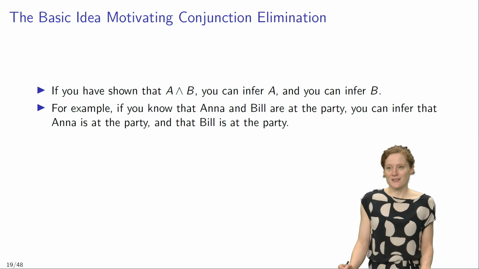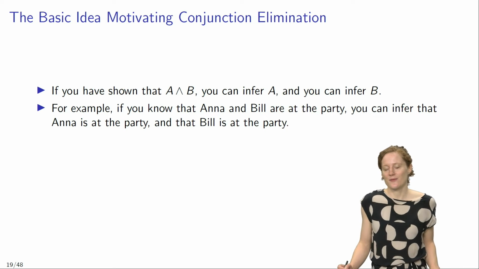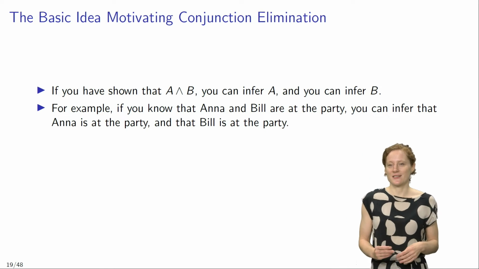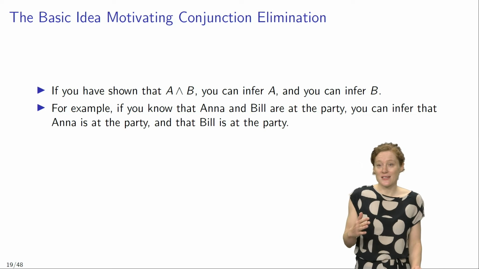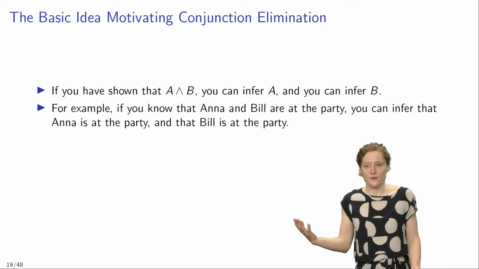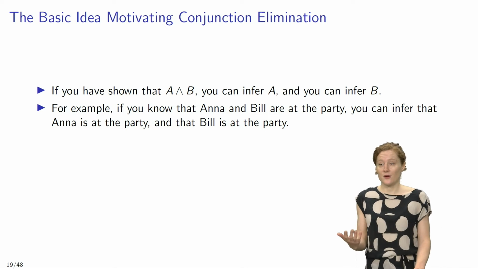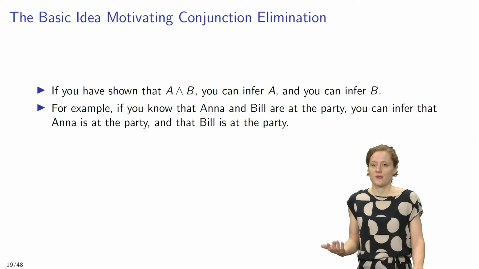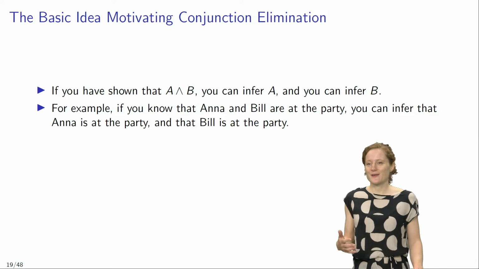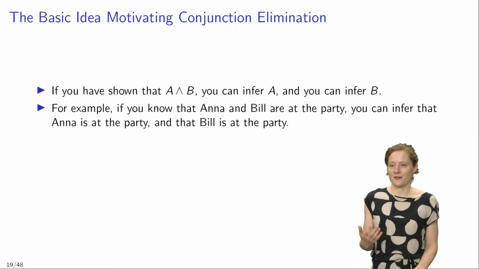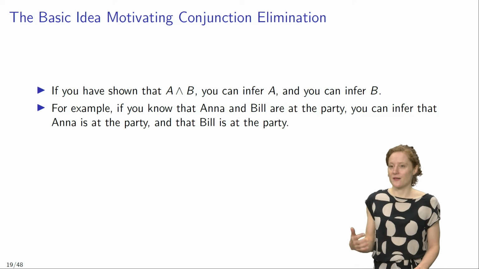Conjunction elimination is a similarly simple and easy rule of inference. The basic idea motivating conjunction elimination is this. If you have shown that A and B, you can infer A and you can infer B. So you can infer either one of the two conjuncts. So for example, if you know that Anna and Bill are at the party, you can infer that Anna is at the party. And you can also infer that Bill is at the party.